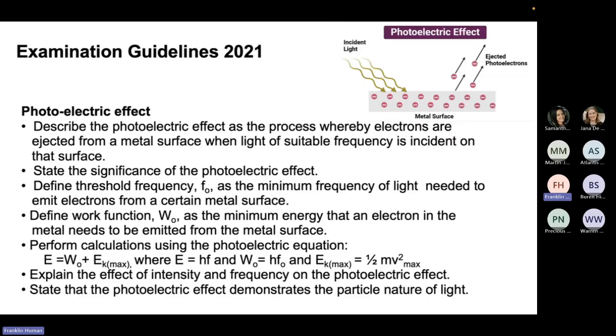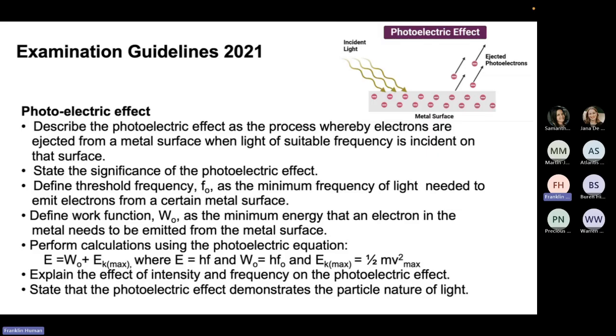Third bullet point, define threshold frequency as the minimum frequency of light needed to emit electrons from a certain metal surface. You'll see that the symbol for threshold frequency is f with a subscript 0. Then our next bullet point, define work function as the minimum energy that an electron in the metal needs to be emitted from the metal surface. And again, the symbol for work function is W with a subscript 0.